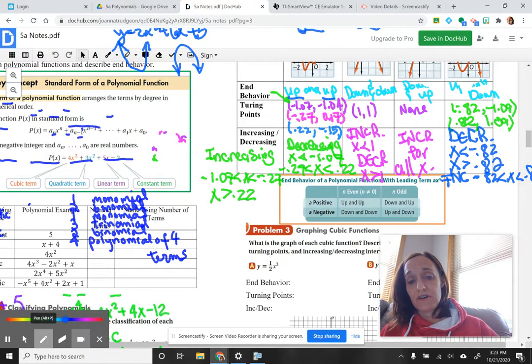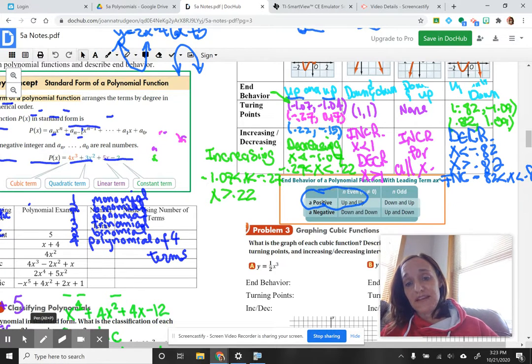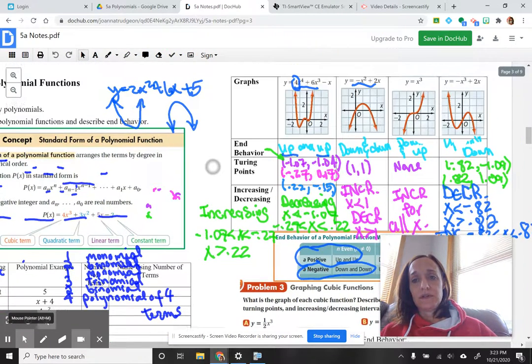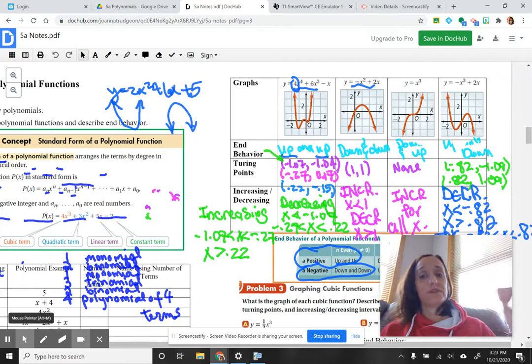For even functions, it's up and up if A is positive, and if it's negative, it's down and down. It's that simple. Now, if it's an odd function, looking at those, it's either down and up or it's up and down.